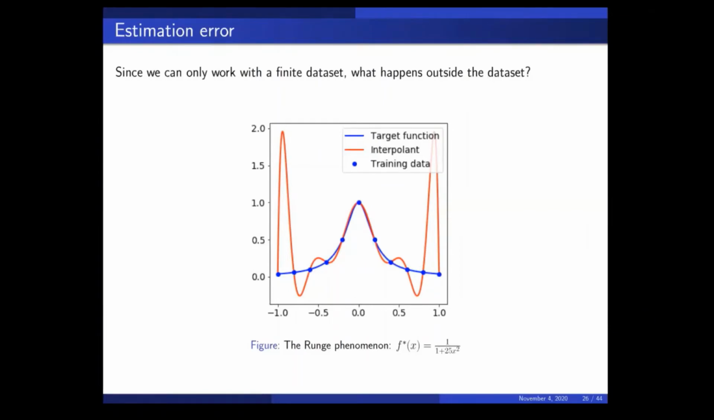The second issue is the following. We're only given a finite piece of data, training data. Is it possible that we get a machine learning model that works extremely well on the training data, but doesn't work at all away from the training data? So that's a natural question too. And indeed that can happen.